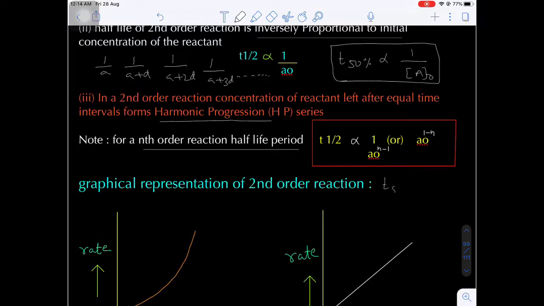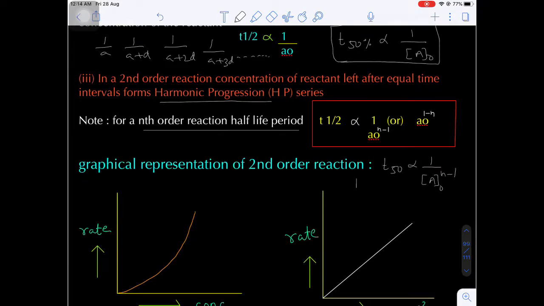This is very important. We can derive this expression also. T50 is inversely proportional to initial concentration to the power n minus 1. Otherwise you can write T50 directly proportional to initial concentration to the power 1 minus n. This expression is very important regarding the half-life of an nth order reaction.